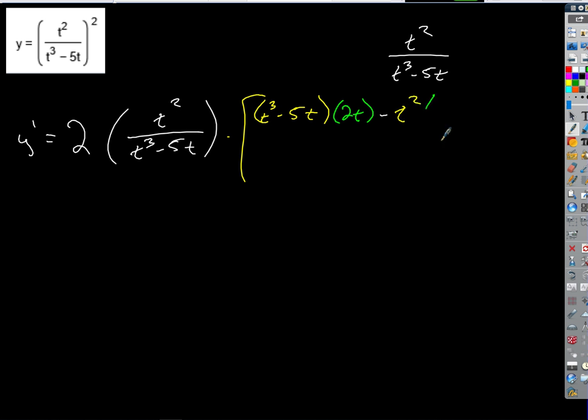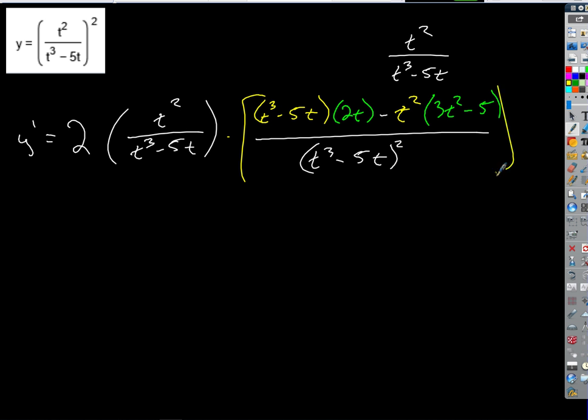What's d low? Minus, okay? All divided by, right? So that's, and then we're done. That's our derivative. So all we have to do is just clean that up a little bit, right?